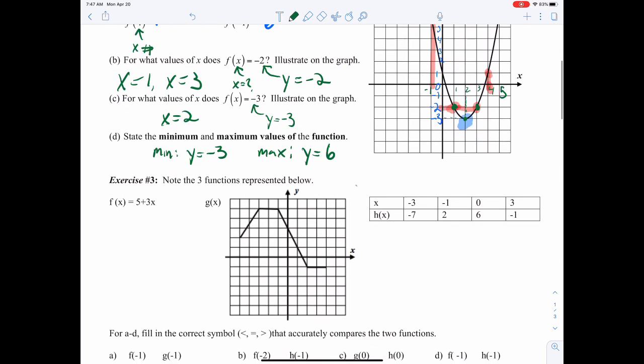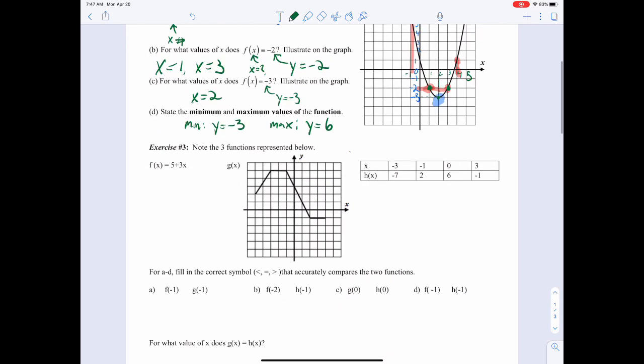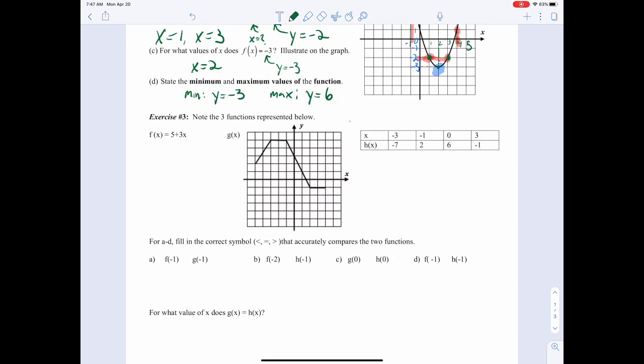Okay, last exercise here for your assignment. Note the three functions represented below. f of x equals 5 plus 3x, g of x is the graph, and h of x is represented by the table. For A through D, fill in the correct symbol that accurately compares the two functions. All right, so this is a little weird, but you'll get the hang of it.